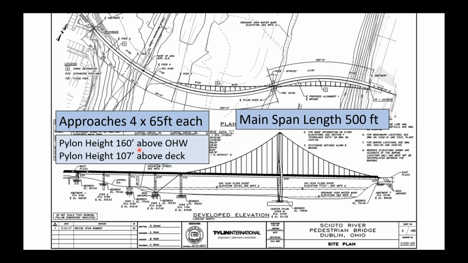So, the bridge basics. Here we see the plan and elevation of the bridge. We've got a main span length of 500 feet over the river. The primary flow of the river is here, but the entire floodplain is this whole valley here. And then we've got 4 approach spans, 65 feet each. The pylon height is 160 feet above ordinary high water mark, and it puts it about 107 feet above the deck level.